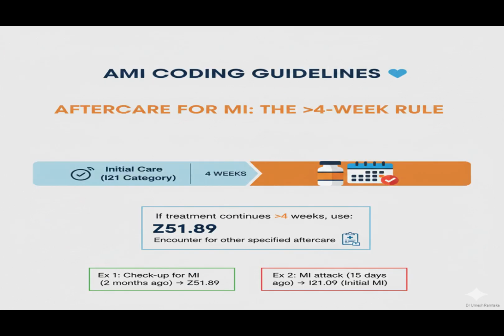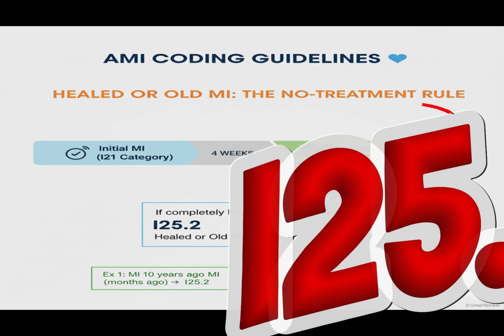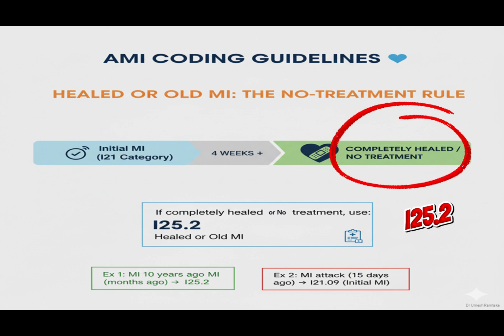Initial MI versus aftercare. This is also another fundamental rule. The I21 category is used for an initial MI for up to 4 weeks. If the patient is still receiving treatment beyond 4 weeks, the coding changes. In this case, we use Z51.89, aftercare, for myocardial infarction. Now, what if the MI is healed completely and no ongoing treatment? Then we use I25.2, old or healed MI.